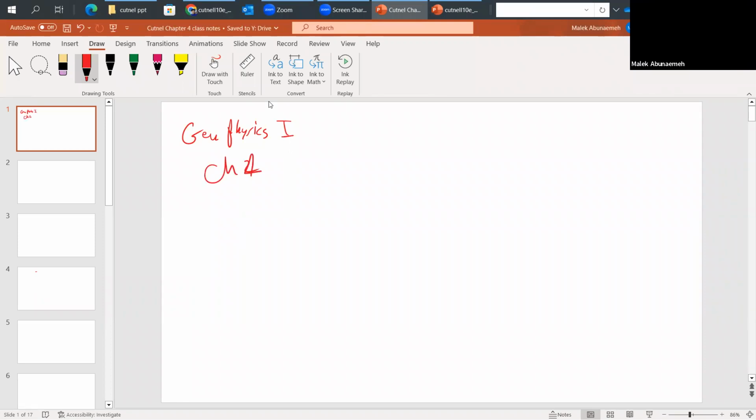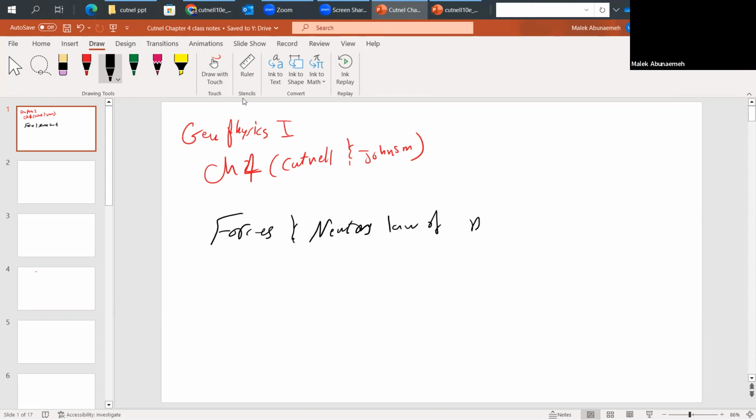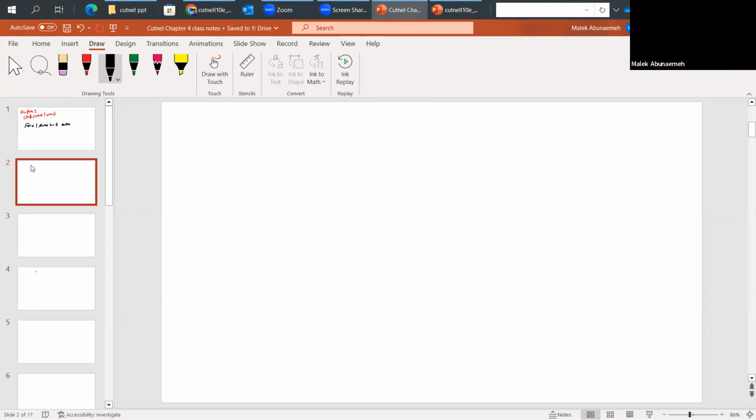It's not chapter two, I'm sorry, chapter four from the Cutnell and Johnson book, which is going to be forces and Newton's laws of motion. So the first thing we want to do is define force. What is a force? We define a force as a push or a pull.